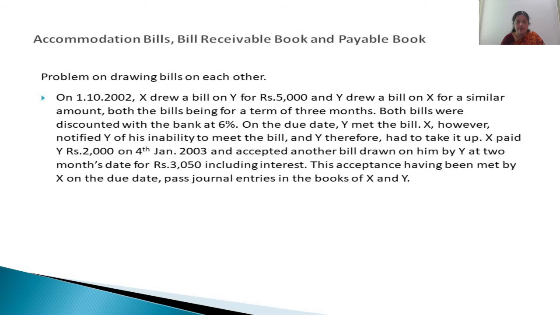So after January, February, March, and it is from 4th, right? So March 7th. March 7th was the next due date, and this acceptance having been met by X on the due date, so X made the payment, honored the second bill, and were asked to pass journal entries in the books of Y. Yeah, it was a good problem that we can learn solving and solve the sum, this particular sum.